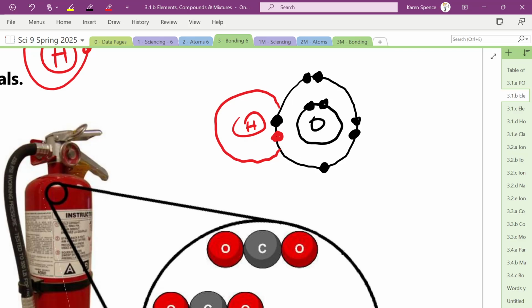Uh-oh, though. Is oxygen satisfied? No, what do we need? We need a second hydrogen. Yes, we do. There it goes. And that's why water is H2O and not just HO or H3O. It has to be H2O so that both the shells get filled up perfectly.